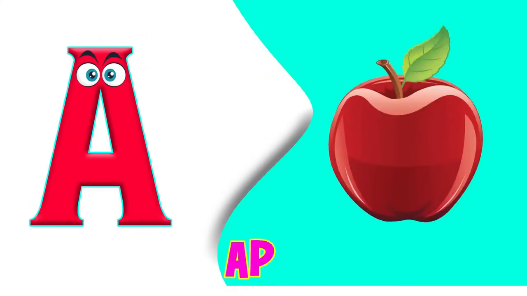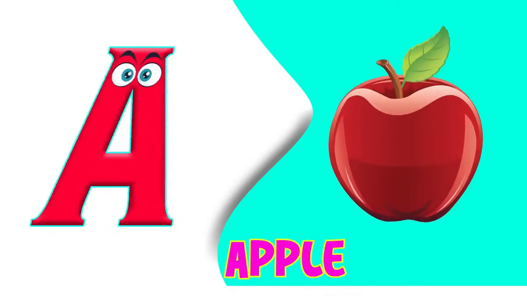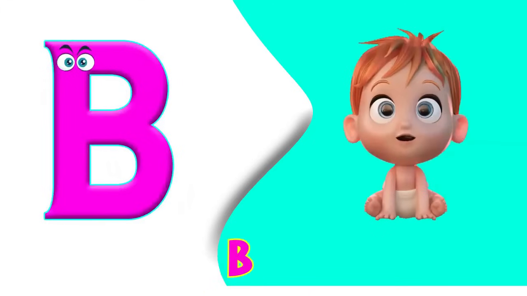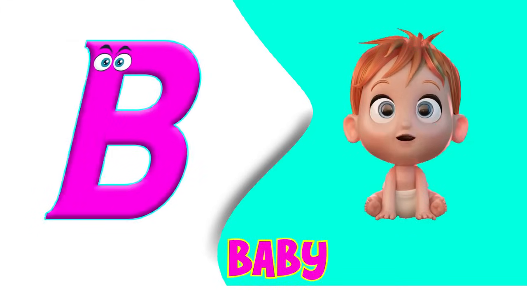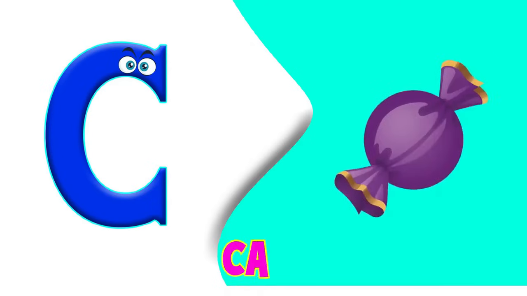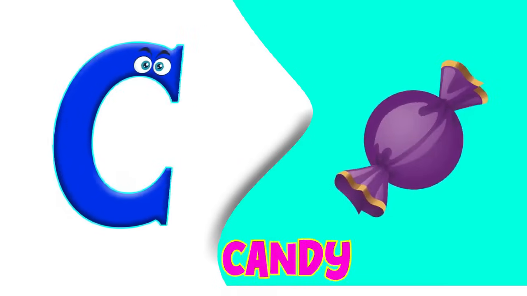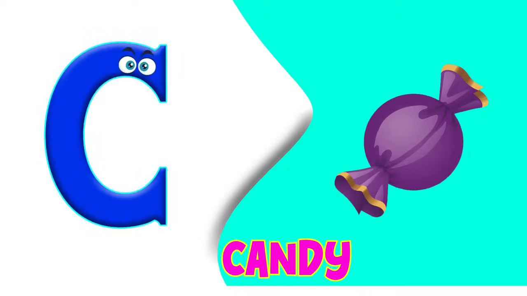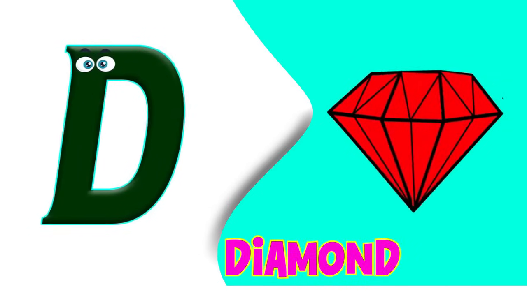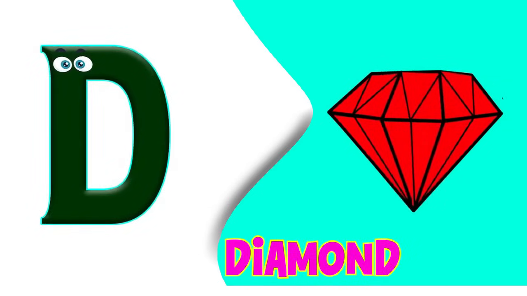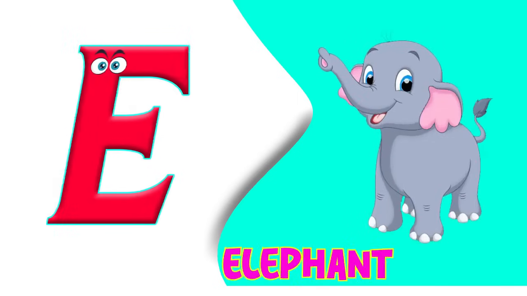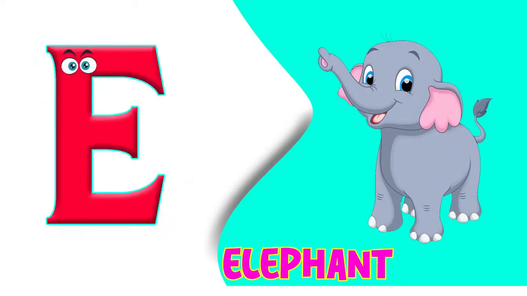A is for apple, apple, apple, apple. B is for baby, baby, baby, baby. C is for candy, candy, candy, C, candy. D is for diamond, diamond, diamond. D, diamond. E is for elephant, elephant, elephant, E, elephant.